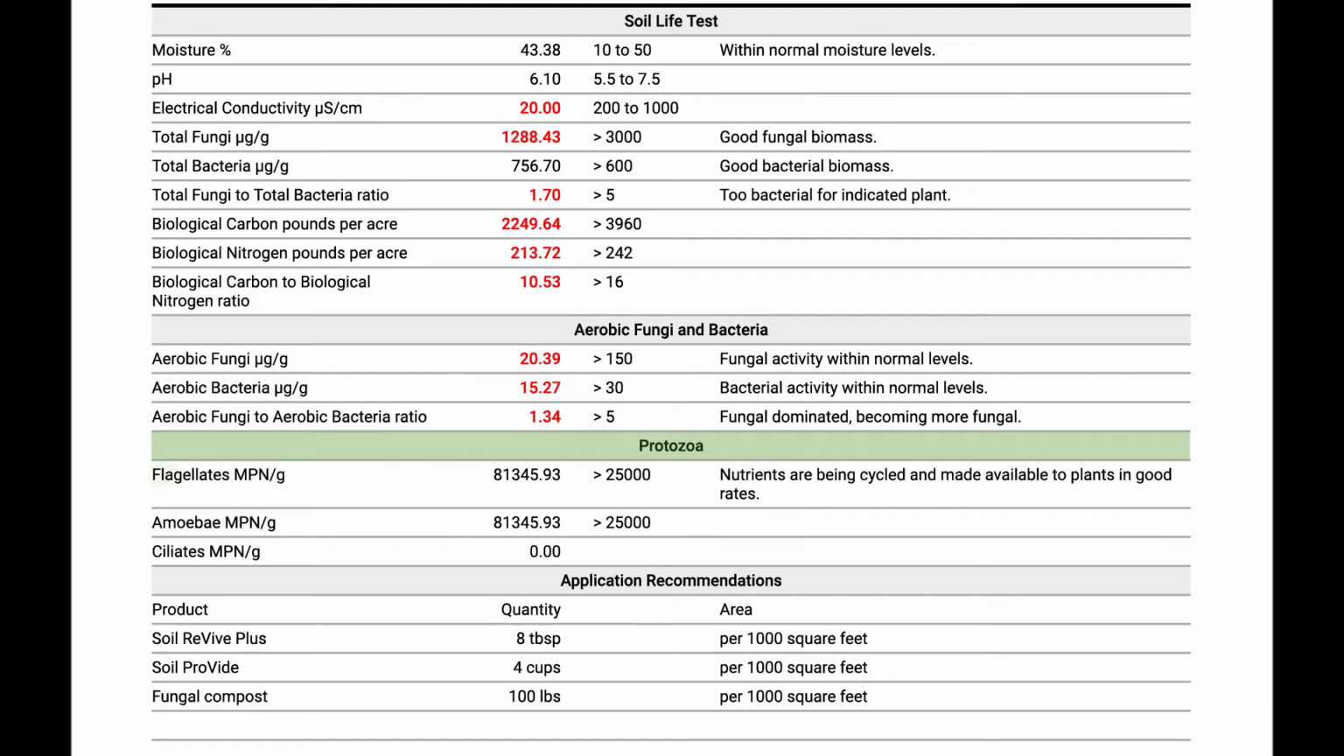The protozoa add-on includes readings for flagellates, amoeba, and ciliates. These numbers are reported in most probable number per gram and are important because they help us indicate how well your soils are functioning biologically.